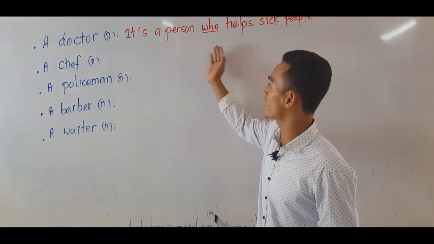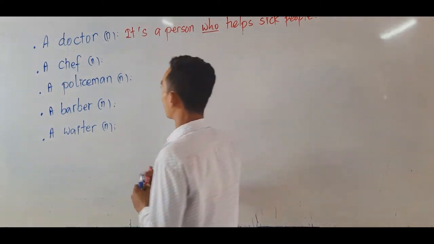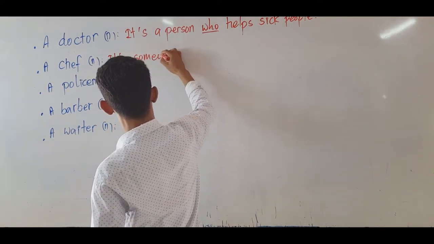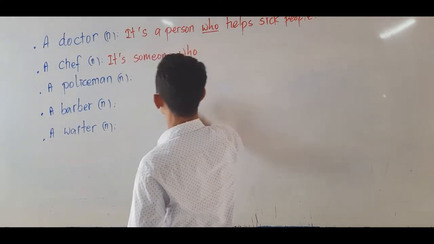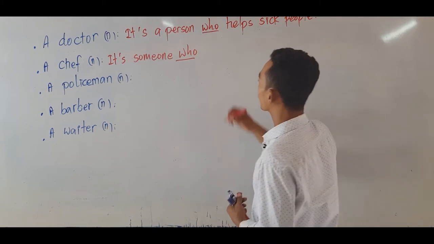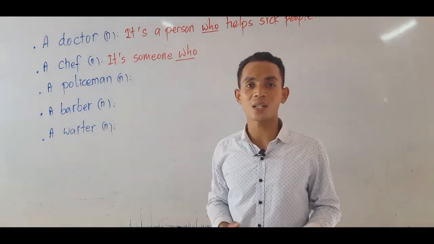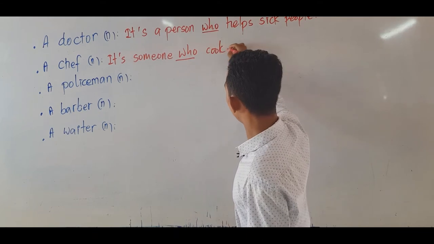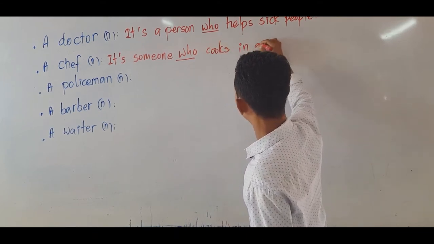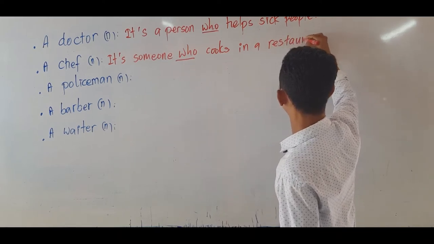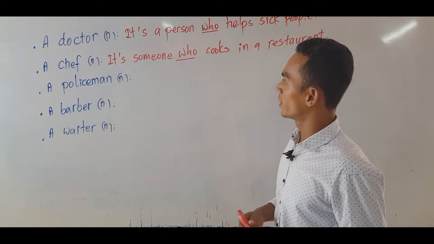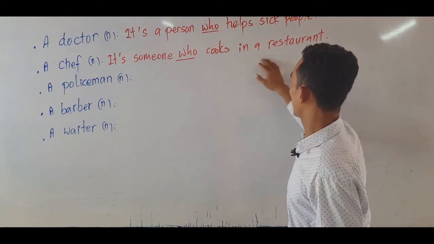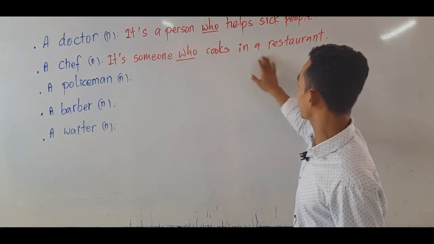It's someone. It's a person. A chef. It's someone who cooks in a restaurant. Example? A chef. What does a chef do? Okay, that's it. Chef? It's someone who cooks in a restaurant.